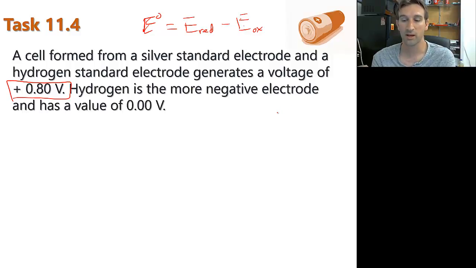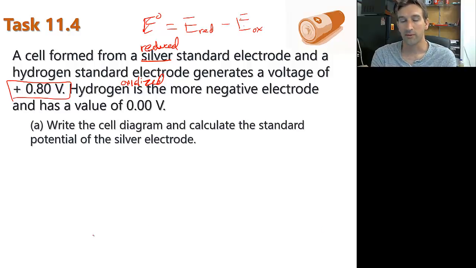That means it is going to be the side that is being oxidized. Hydrogen is more negative, it is oxidized. And that means that our other side, which is our silver, is going to be reduced. That's our cathode. This is reduced.